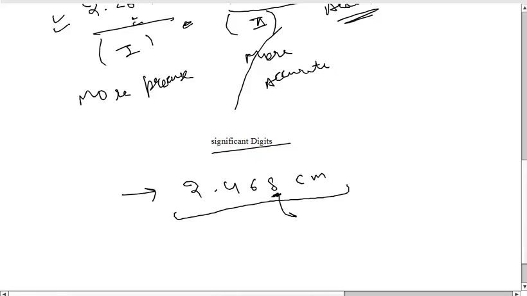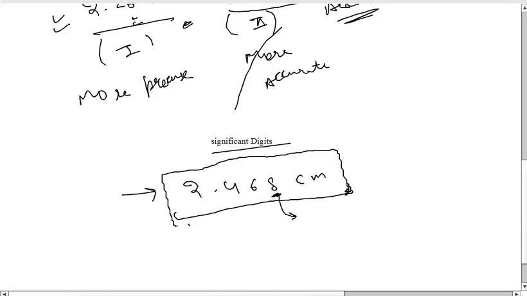Maybe our length may be 2.4682, since our least count is up to this only. So that's why we are missing. So the last digit is always the unreliable one, right? So what are the significant digits? The total number of digits. We will be learning about different rules: what are the digits that we need to count to calculate the significant digits in a quantity?